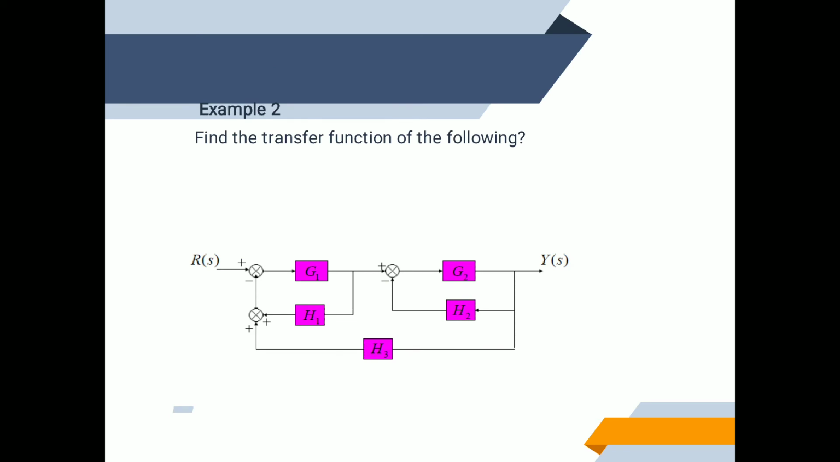Next we'll take another example. We need to find the transfer function of the following system. Again we have the input as R(s), the reference input, and the output as Y(s). Here we have two system gains, G1 and G2. We can see three summing points over here: two summing points are with negative feedback, one summing point is with positive feedback, and we have three feedbacks, H1, H2 and H3.